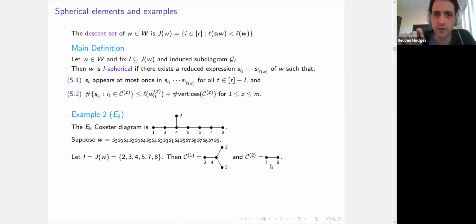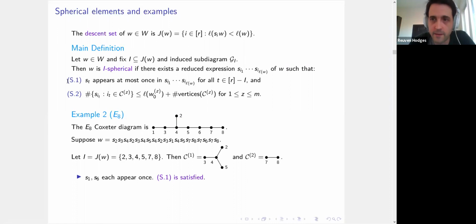So now what we're going to try to see is whether this particular reduced expression for W satisfies conditions S1 and S2. That is, is it I-spherical for this particular choice of I? Okay. All right. So we'll first look at the S1 condition. The S1 condition says all the numbers that do not appear in I, that do not appear in the descent set of W, those simple reflections should appear at most once.